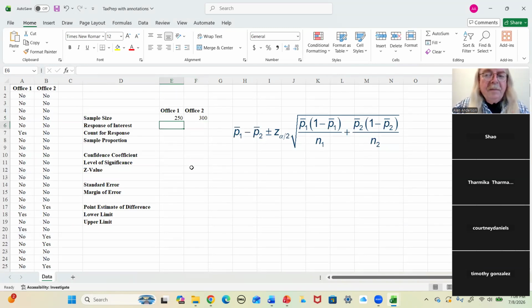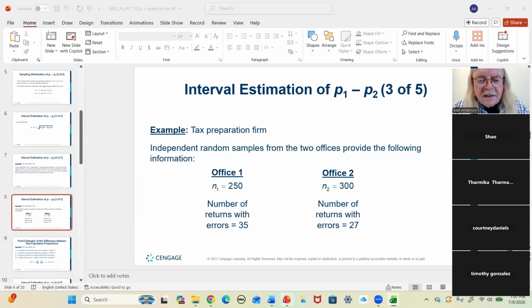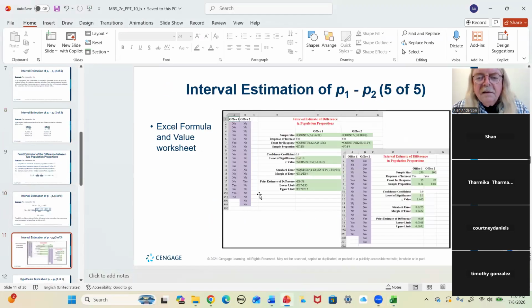Responsive interest. Now, remember, we're looking for the yeses, but don't type it, copy it. Otherwise, if it's not absolutely identical, including all the blanks, then you will have a problem. Now, count for response. Let's go back and see how they handled that. Oh, they did count if. Okay.